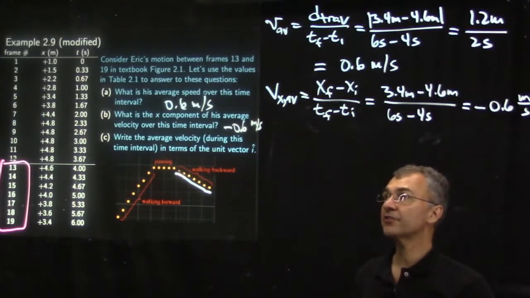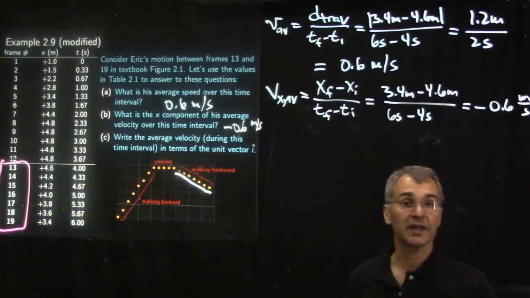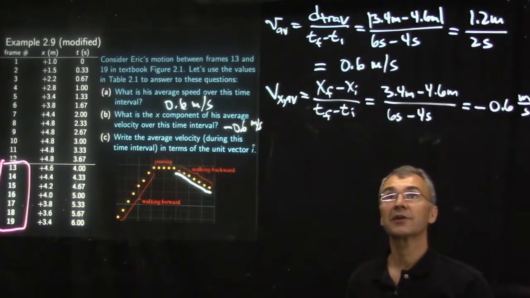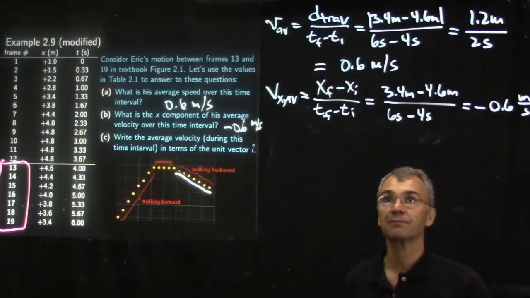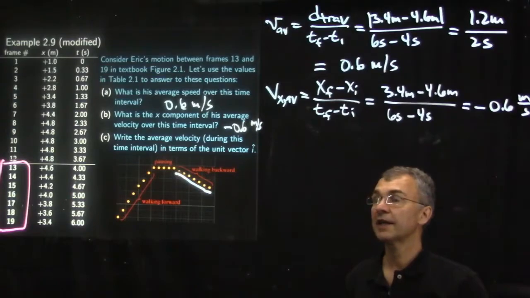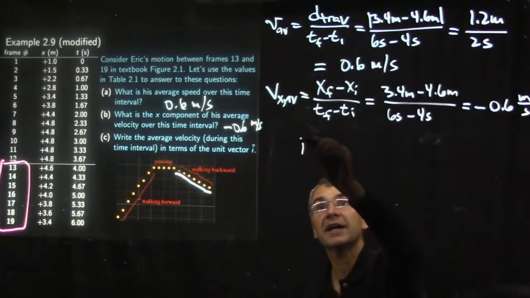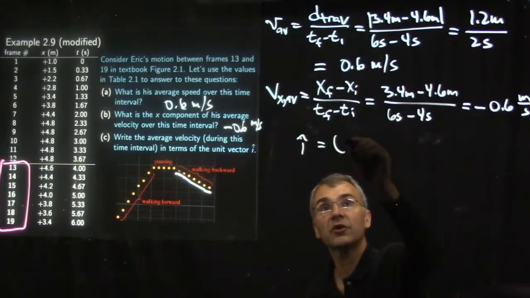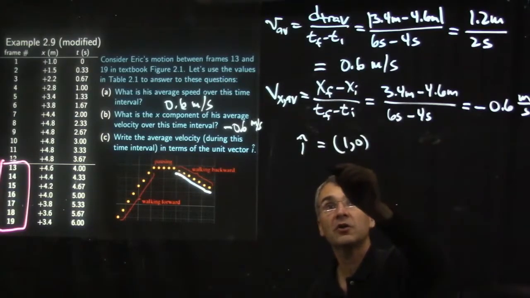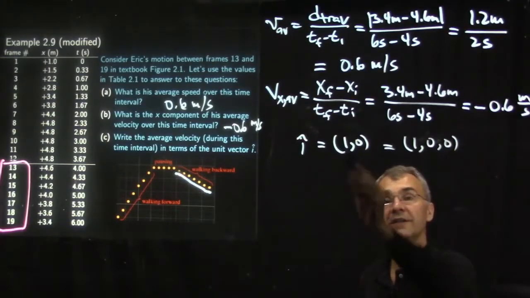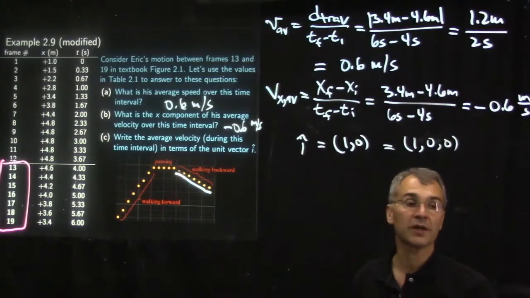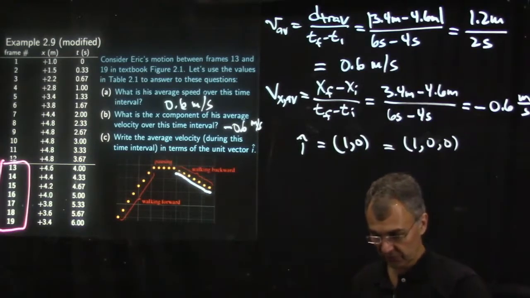Write the average velocity during this time interval in terms of the unit vector i hat. Oh, yuck. Okay. So we'll see unit vectors in a moment. Anyway, the unit vector i hat has a length of 1 and it points along the x-axis in the positive x-axis direction. It's basically like if you wrote an ordered pair 1, 0, or an ordered triplet 1, 0, 0. So it has a 1 in the x direction and it has nothing in the y or z directions.